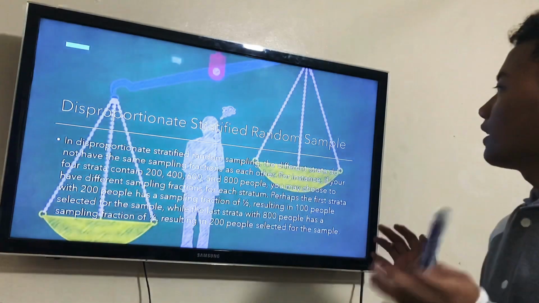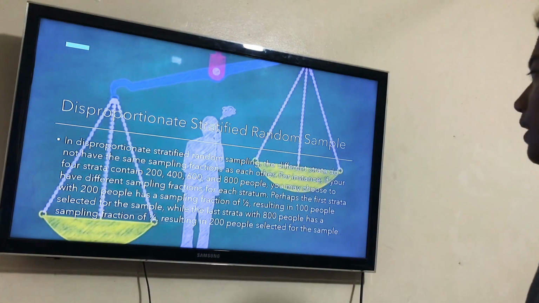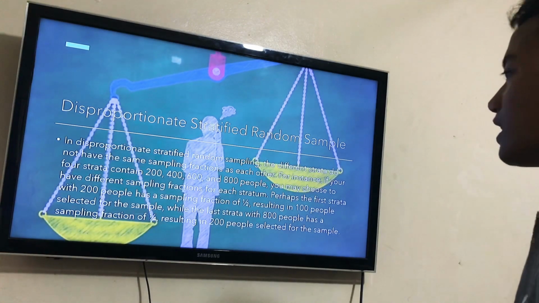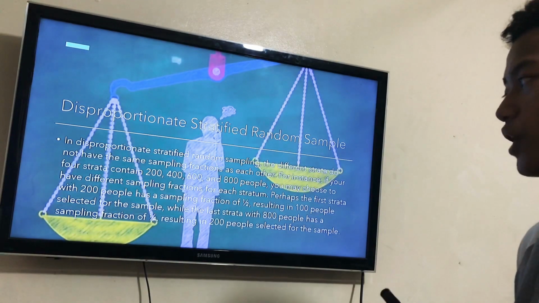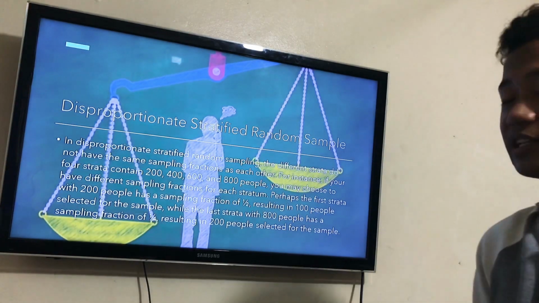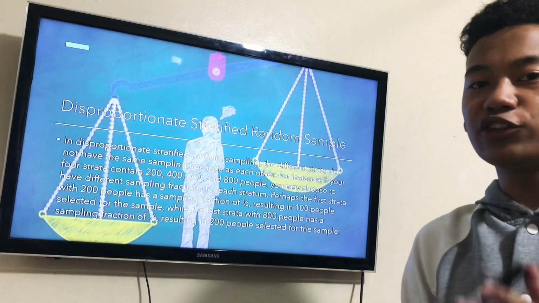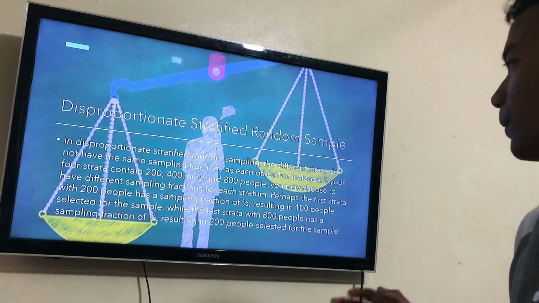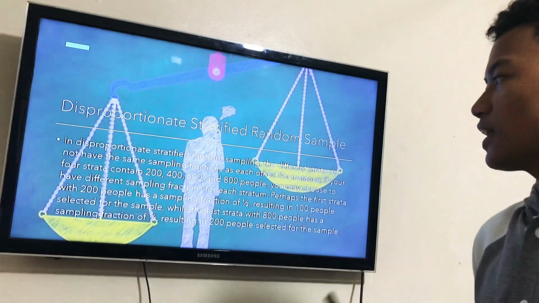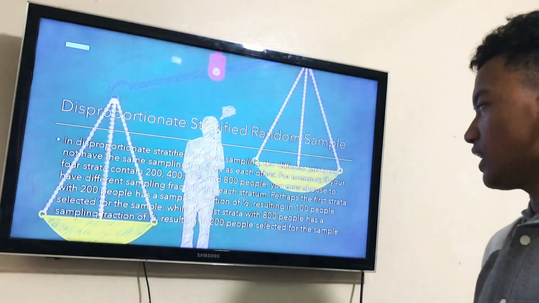So the second stratified random sample is the disproportionate. In disproportionate stratified random sampling, the different strata do not have the same sampling fraction as each other. For instance, if your 4 strata contain 200, 400, 600, and 800 people, you may choose to have different sampling fraction for each stratum. Unlike the proportionate random sampling, where you're going to decide the same sampling fraction for each strata. Perhaps the first strata with 200 people has a sampling fraction of 1/2, resulting in 100 people selected for the sample, while the last strata with 800 people has a sampling fraction of 1/4, resulting in 200 people selected for the sample.